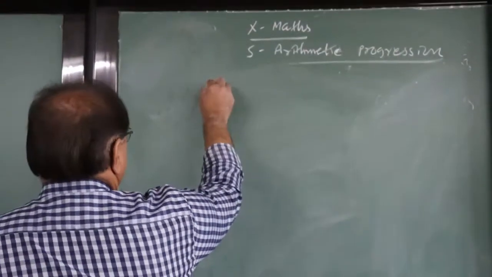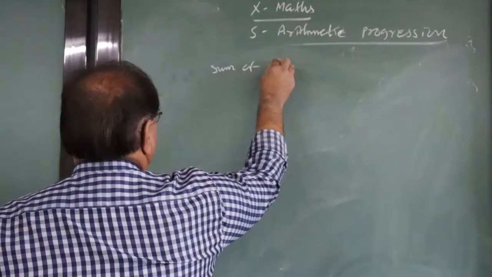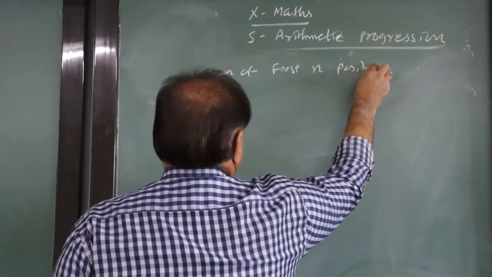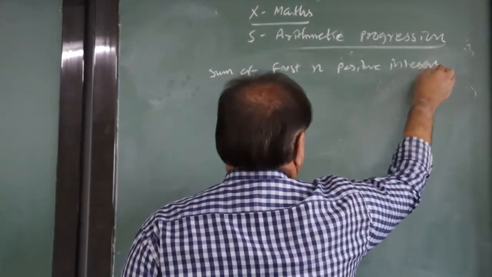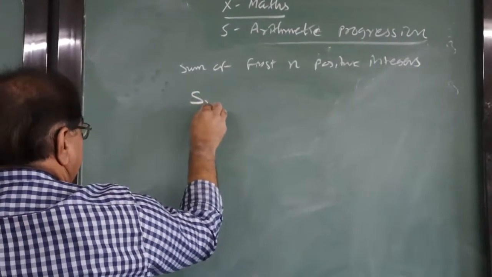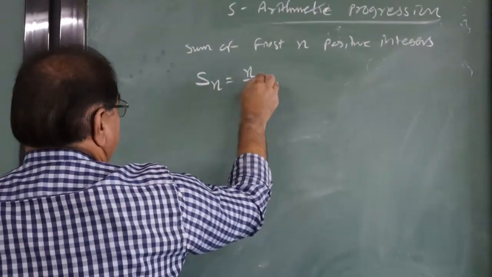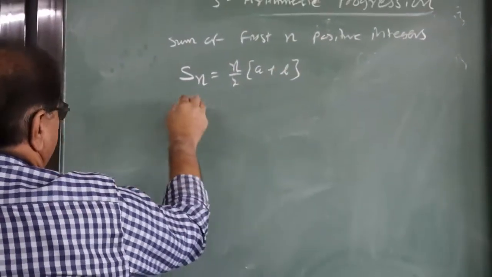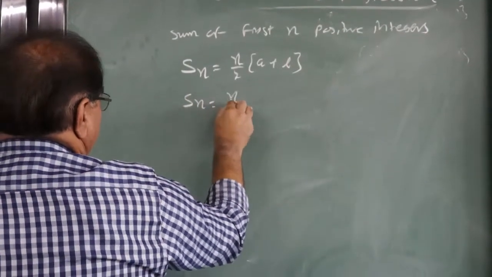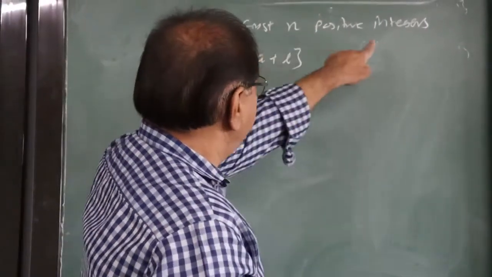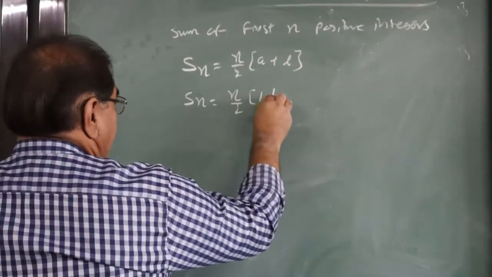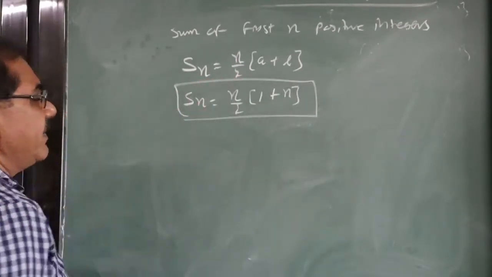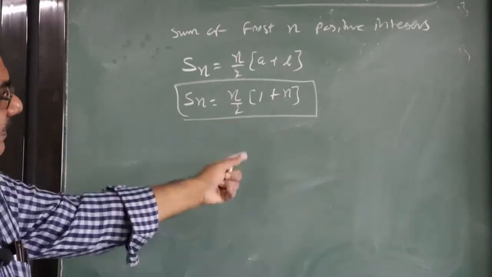You are asked to find the sum of the first n positive integers. Sn is equal to n by 2 into (first term plus last term). The first positive integer is 1, and as we are finding Sn, the last is n. So this itself is the answer. Sn is equal to n by 2 into (1 plus n), or n plus 1 you can write.